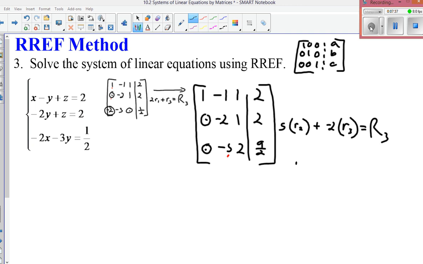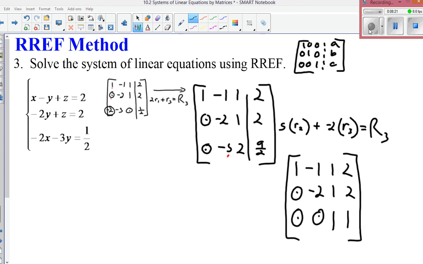So I'm going to have 1, negative 1, 1, 2, 0, negative 2, 1, 2. Then I'm going to have 0, 0 here. And I do 5 times 2, I'm going to get 5 minus 4, and I'm going to get 1 there. And 5 times 10 minus 2 times that, which after I do 2 times that, it's going to be negative 9. So 10 plus a negative 9 is going to be 1. So now I have my third row simplified to be in reduced row echelon form. Let me clean this up.